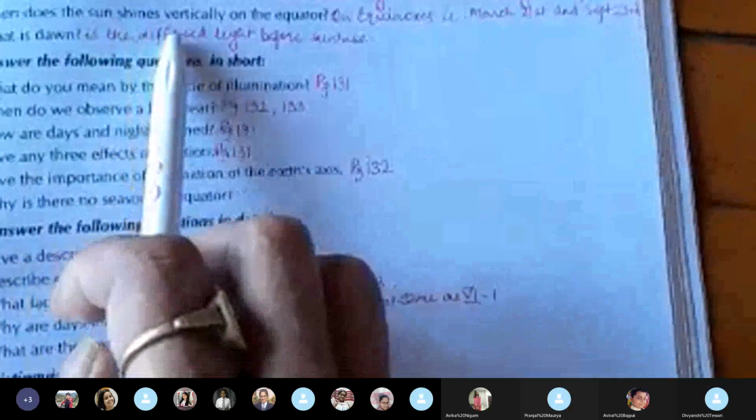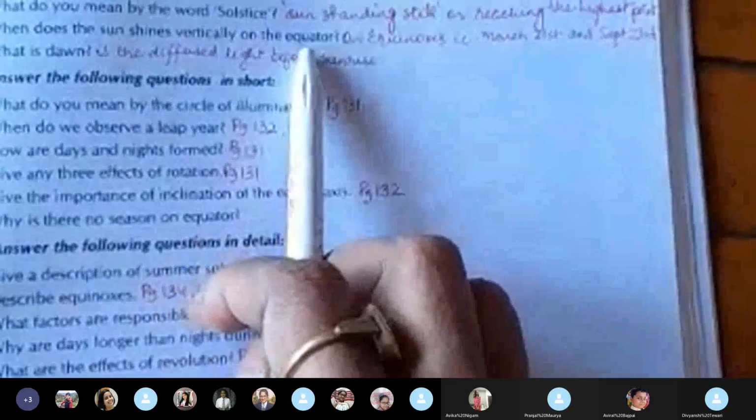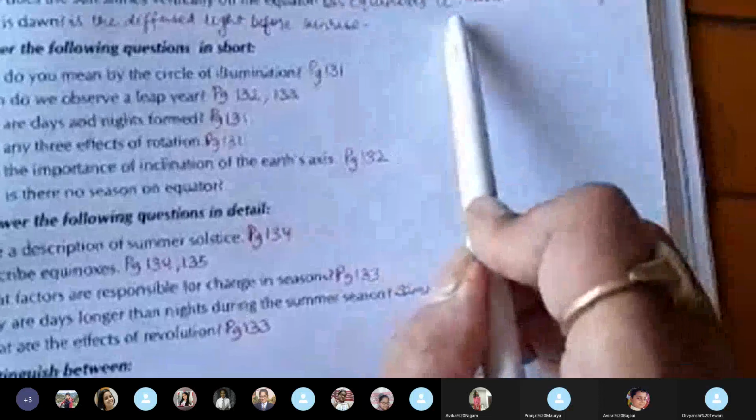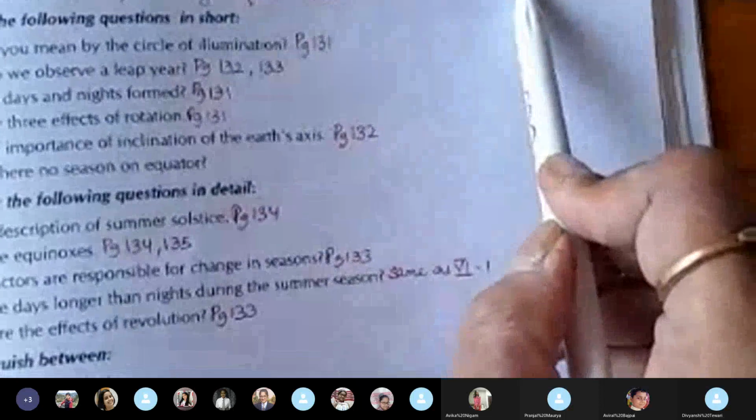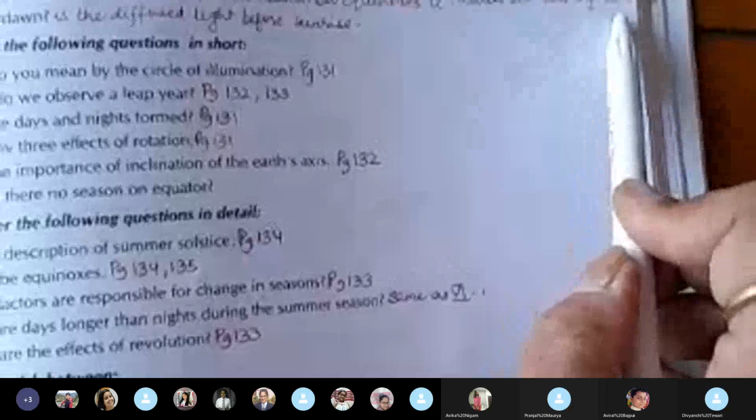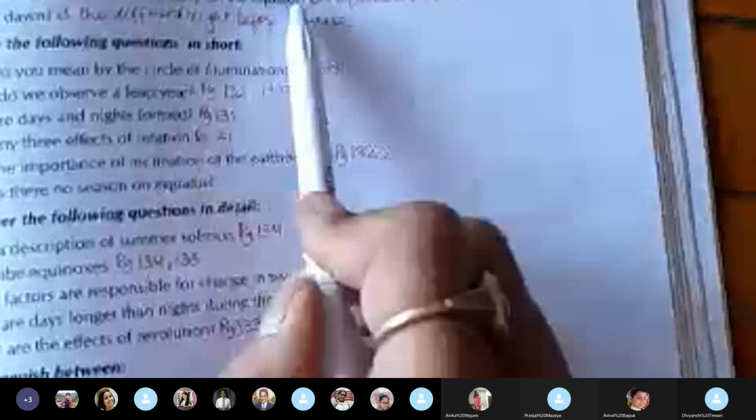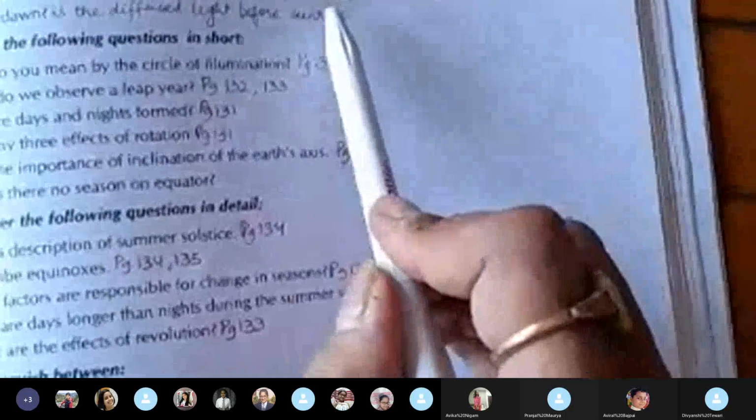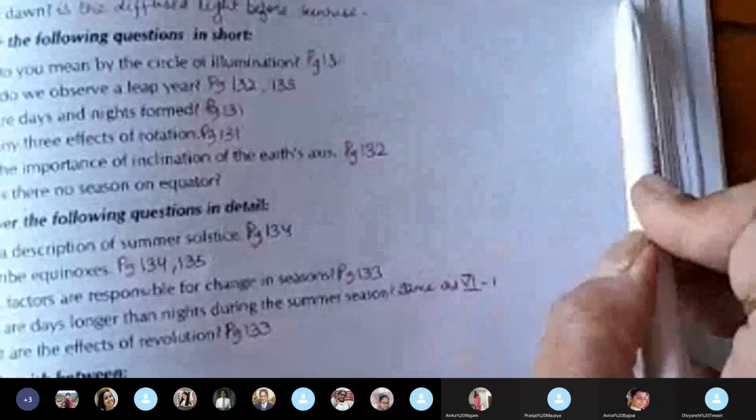Question number 4-5. When does the sun shine vertically on the equator? Answer: on equinoxes, that is March 21st and September 23rd, the sun shines vertically on the equator. I repeat, on equinoxes, that is March 21st and September 23rd, the sun shines vertically on the equator.